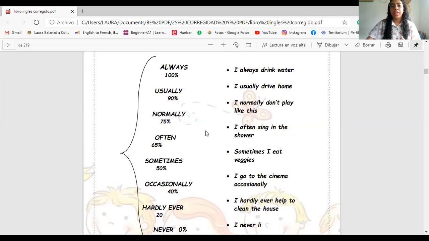So, next one is usually. Usualmente. Usually. Something that happens 90% of your time. 90% de las veces pasa. Alright? So, I usually drive home. Right? I usually take the bus. Usualmente tomo el bus. I usually call my mom. Right? 90% of the times this happens.